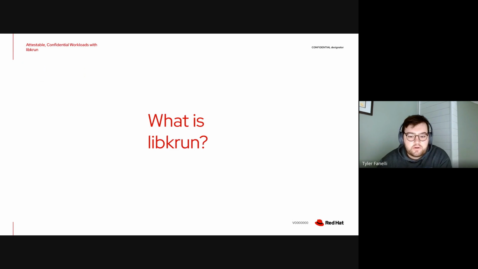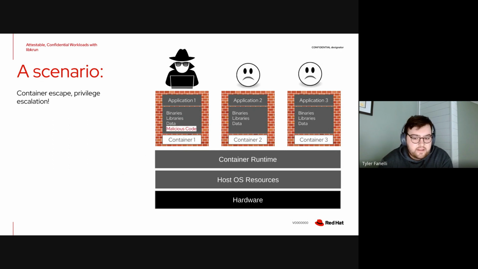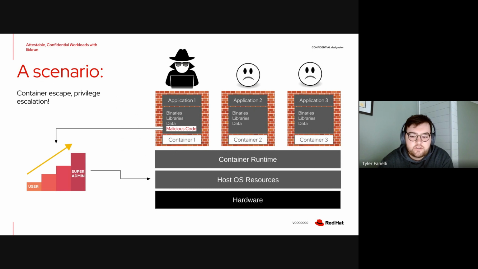So the first question is, what is libkrun? To try to explain this, think of a scenario where we have 3 containers running on a normal container runtime, and they're all running happily until one attempts, with some malicious code, to escape the container, get some privilege escalation, and get access to host OS resources. There are security measures in place, but this is still a possibility. With host OS resources, it could potentially look about in the system, tamper with data, or simply spy on other processes, other containers on a system.